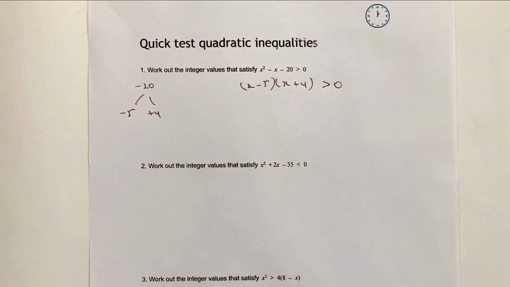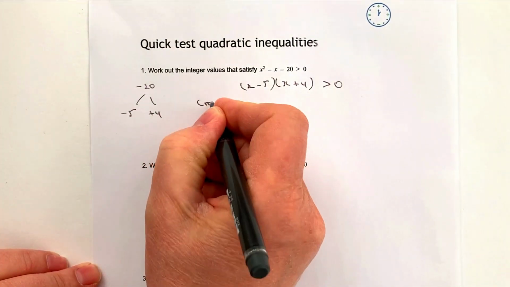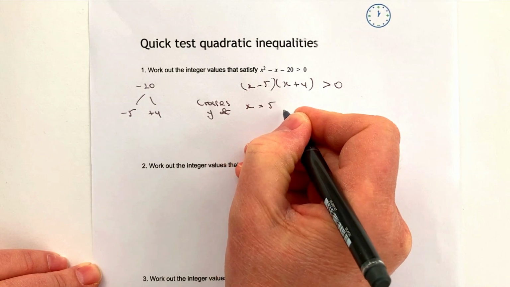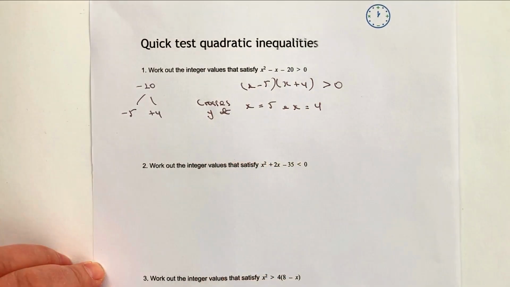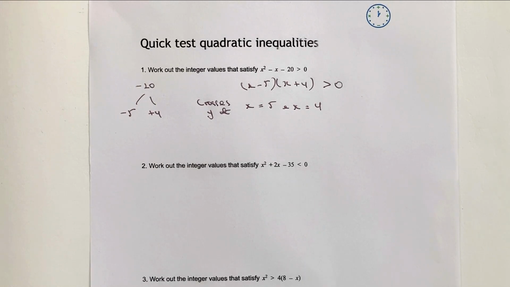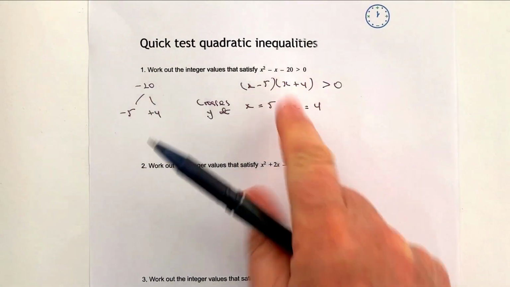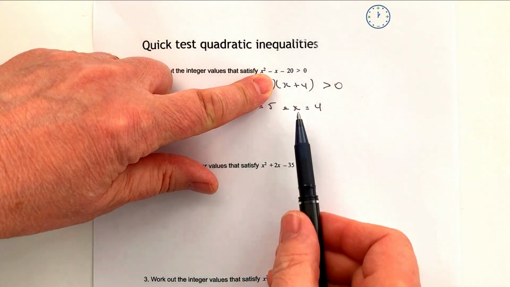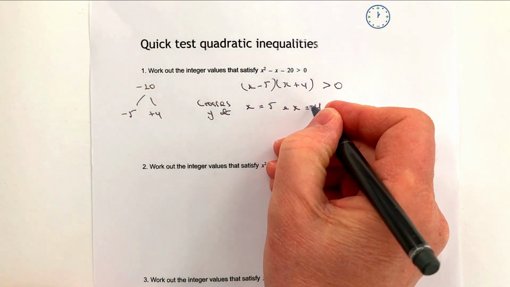Okay, so what we're saying with that is this particular quadratic equation crosses y at x equals 5 and x equals minus 4. Now if you're not sure about how I've come to that, then please do have a look at some of the videos and playlists on solving quadratic equations. But what we're basically saying is that when x minus 5 is equal to 0, then x must equal 5. And when x plus 4 is equal to 0, then x must equal, I beg your pardon, minus 4.